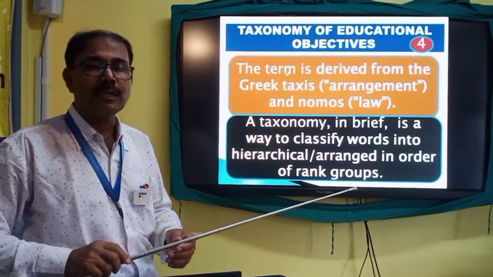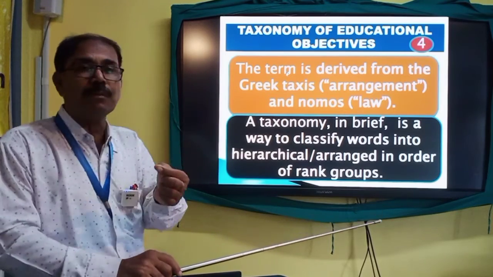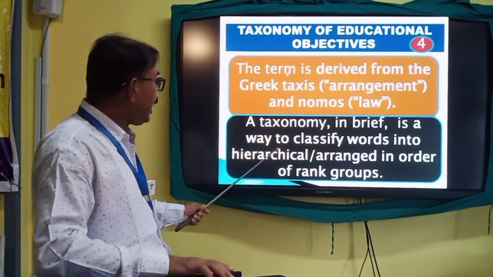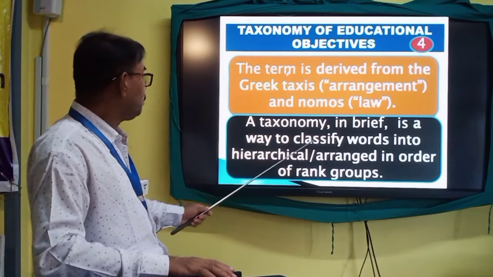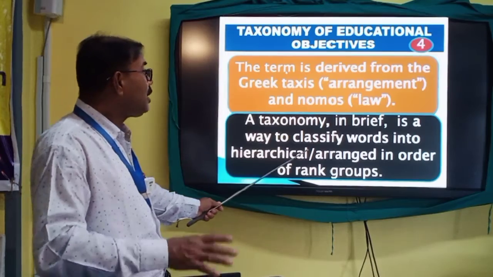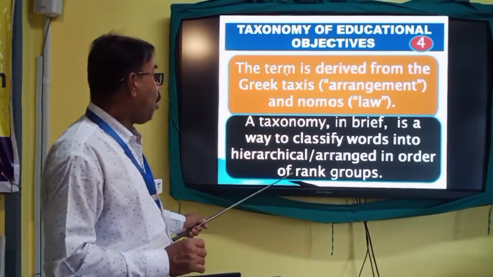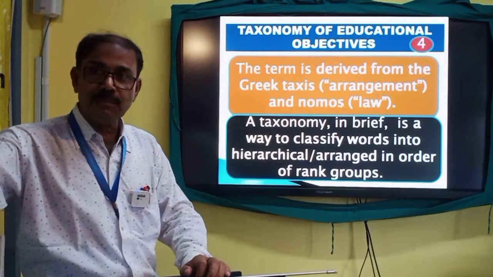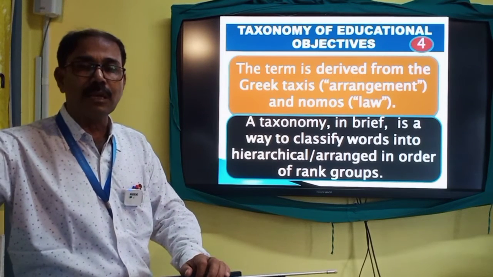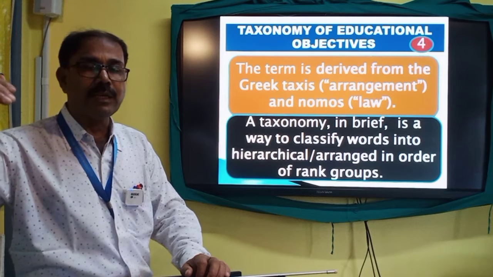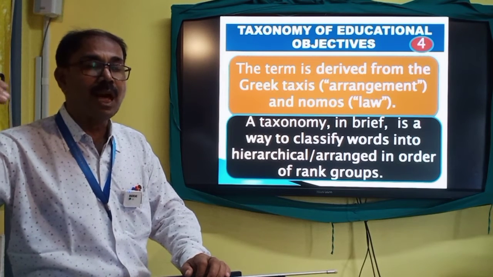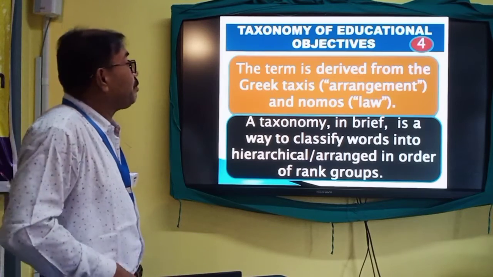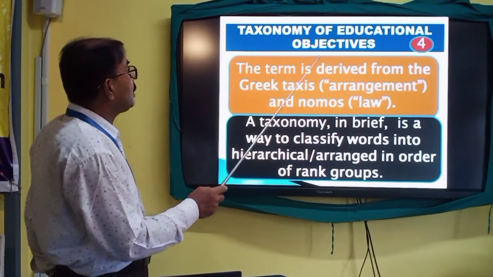In brief, in an understandable way, a taxonomy is a way to classify things into hierarchical groups, arranged in order of rank, for practical realization in a methodological, scientific way, maybe in a classroom situation, or maybe in an administrative situation. Let us see the next slide.